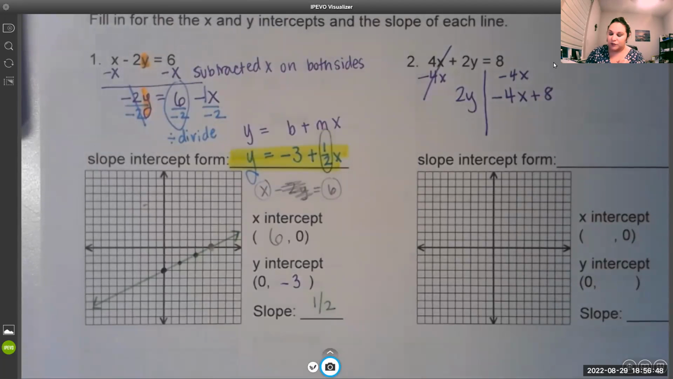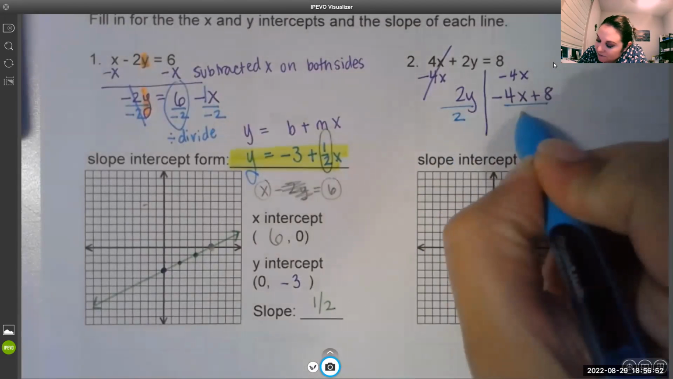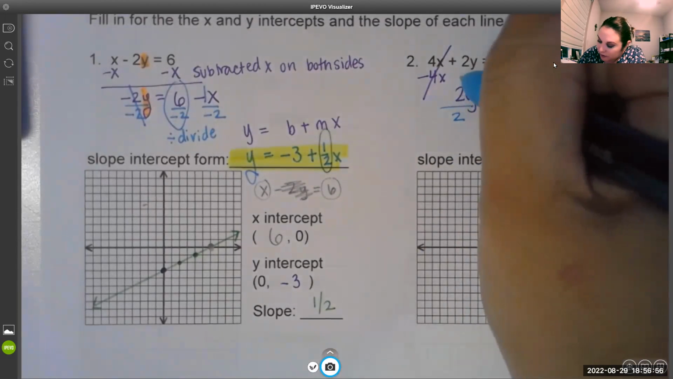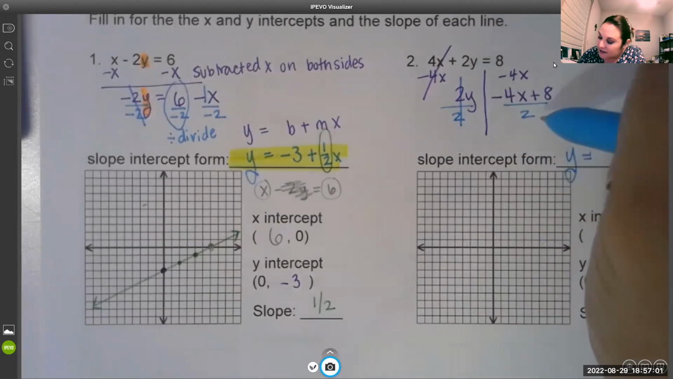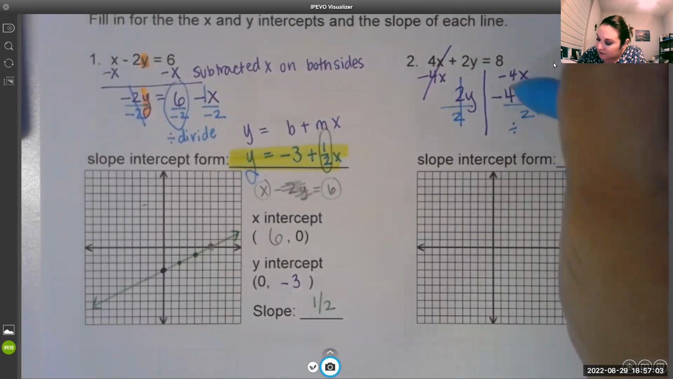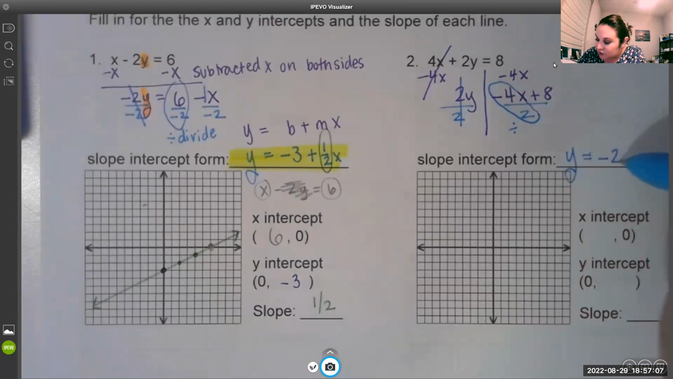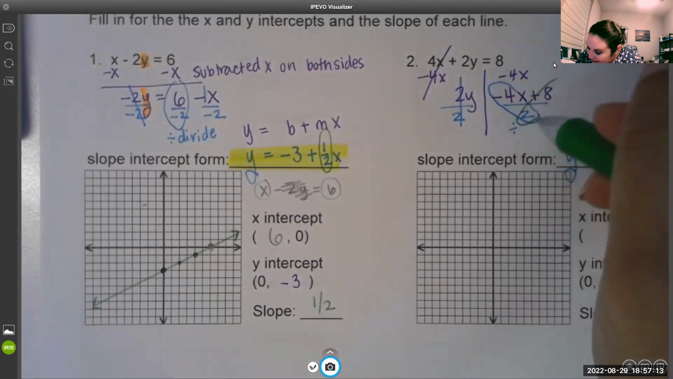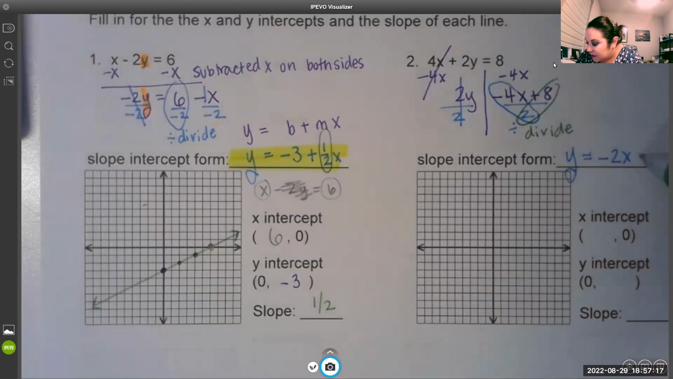So then I move to the dividing, and when I divide both sides, meaning both things on that side, you feel like you're canceling it. And then this part right here, you're dividing. -4 divided by 2 is -2. A negative divided by a positive stays negative. And then this 8 divided by 2 is going to give me a 4.